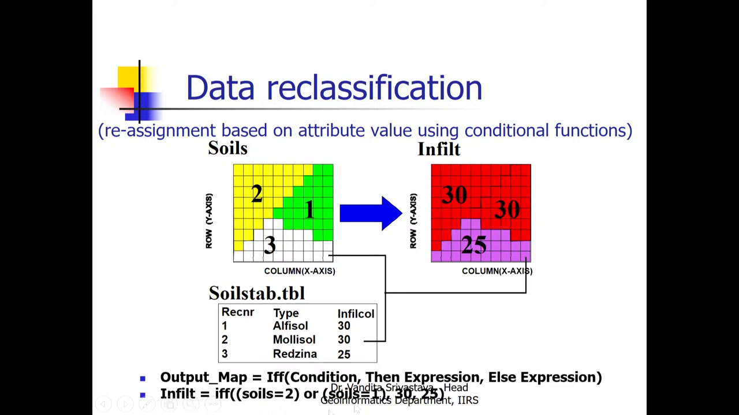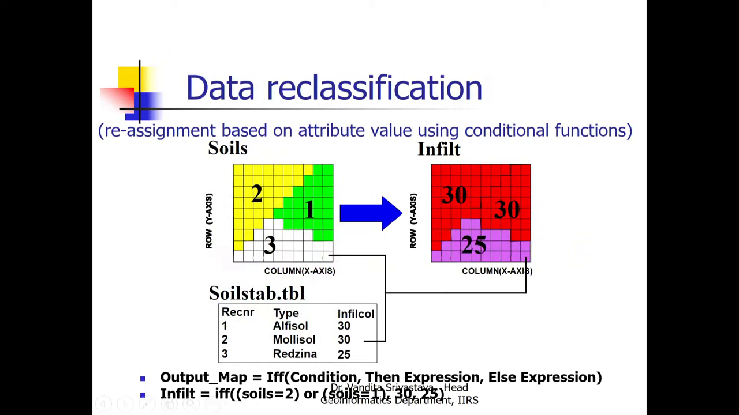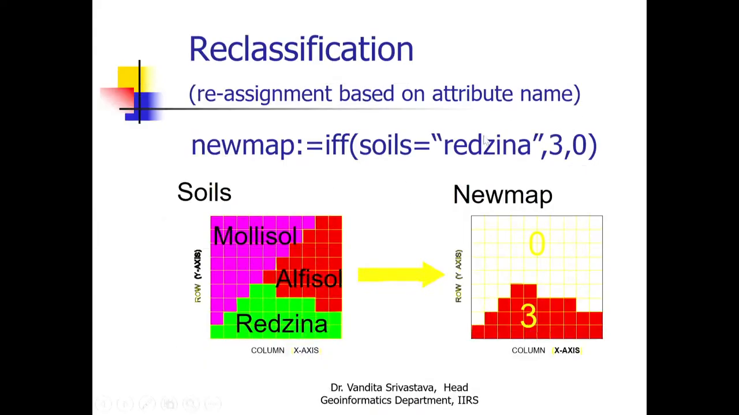And this is the expression that I was talking about. Infiltration is if and only if soils is 2 or soils is 1, then give me 30, else give me 25. You can also classify, instead of making 30 and 25, you could say 3 and 0. This is a shorter statement. So if you see here, your statement is longer, this one is shorter. So depending upon the distribution of the data sets or the data values, you can design your shorter statements. The shorter you design, the better it is, because then the statement is simple and you can understand it.